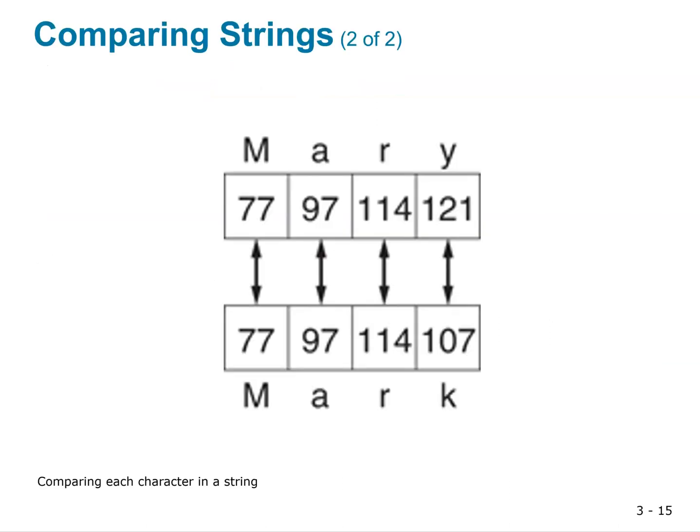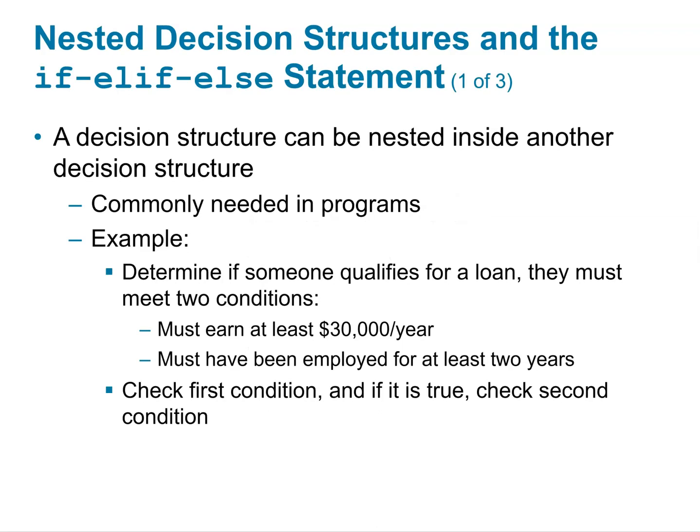And here's the example. Mary, M and M equal, A and A equal, R and R equal, but Y and K are not equal, and Mark would come first.